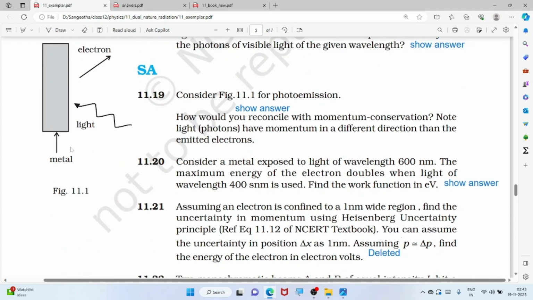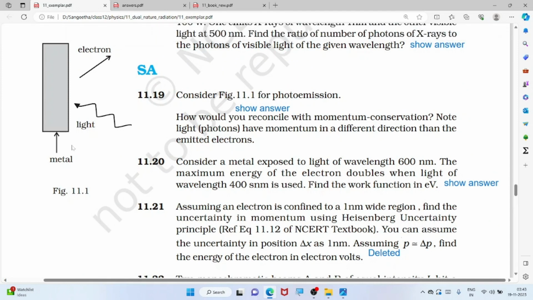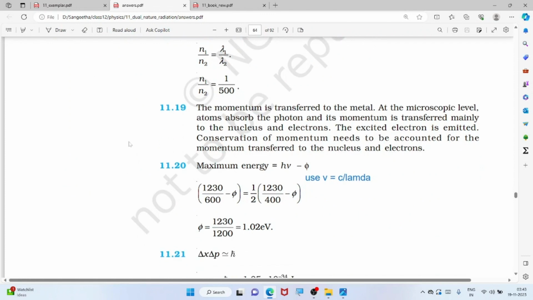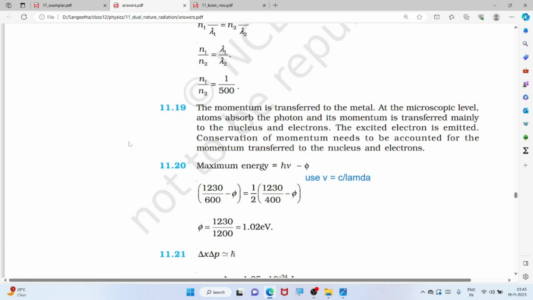Consider the figure for the photoelectrons. How would you reconcile this with momentum conservation? Note that the light photon's momentum is in a different direction than this. So this momentum direction is different, at 90 degrees. The momentum is transferred to the metal at the microscopic level. Atoms absorb the photons and this momentum is transferred mainly to the nucleus and the electrons. The excited electron is emitted. Conservation of momentum needs to be accounted for by the momentum transferred to the nucleus and the electron levels.